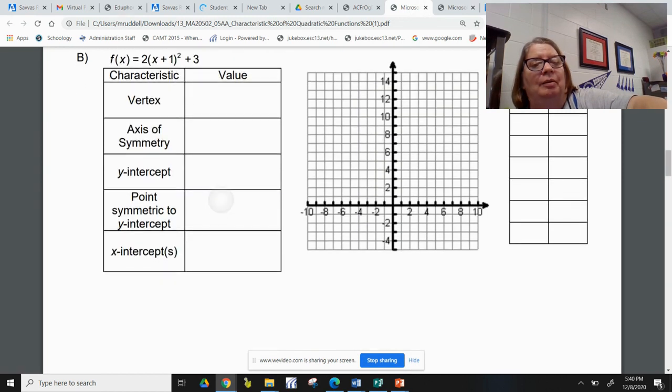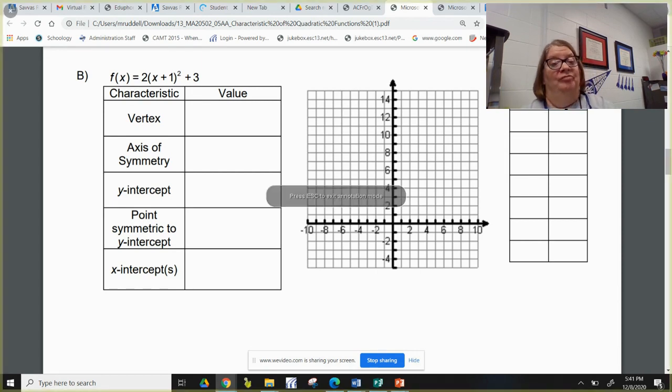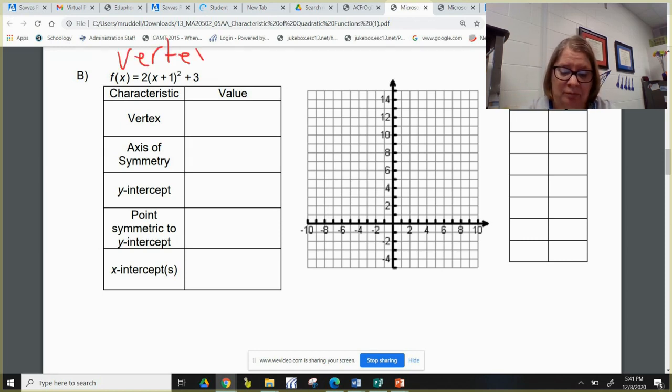This is our other sample problem. What form is this one in? Do we have ax squared plus bx plus c like sample problem A, or do we have the a, h, and k? This one has the a, h, and k. It has the parentheses. That's kind of your clue. This is vertex form. Vertex form is a times x minus h squared plus k.